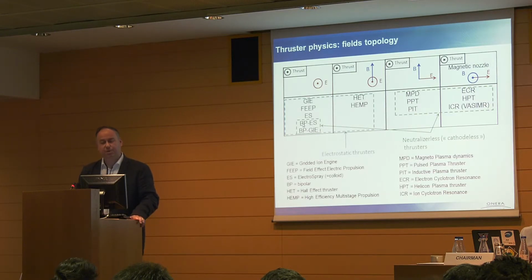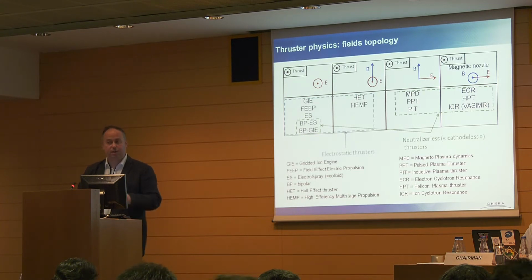And also here I mentioned that these are neutralizerless or cathodeless thrusters, so you don't need to neutralize. Because you push the whole plasma together, the electrons and the ions, all together with the process. We had a presentation yesterday about that. It's different from, for example, gridded ion thrusters or electrospray, where you use bipolar thrusters, so you expel positive and negative ions in a repetitive way to get something globally neutral. But the thrusters we're interested in here are in the magnetic nozzle column.